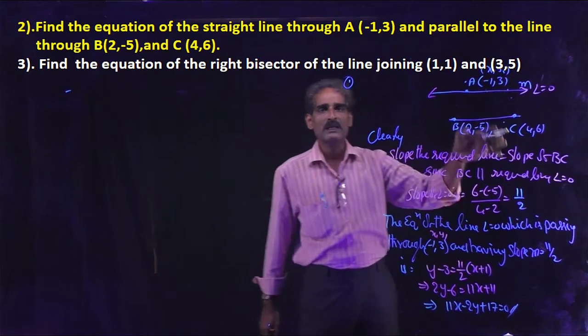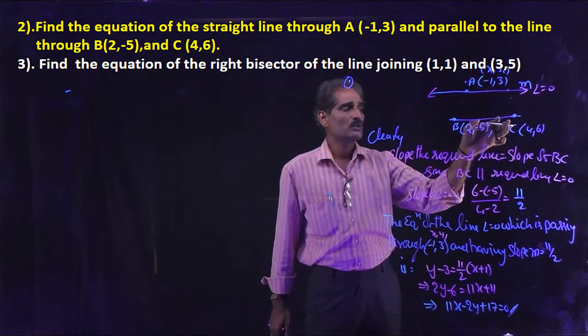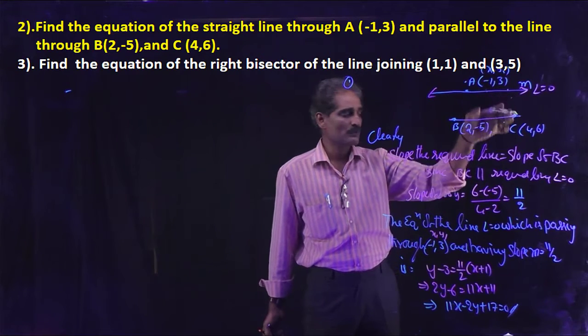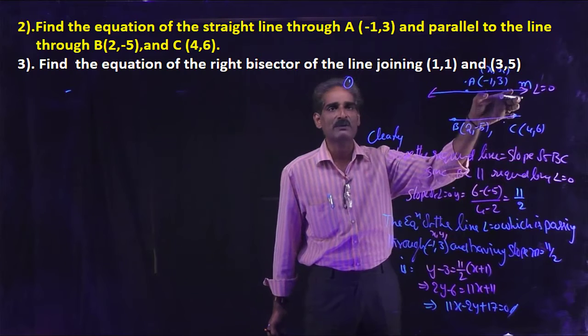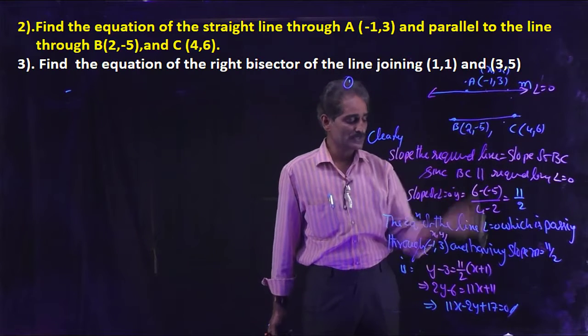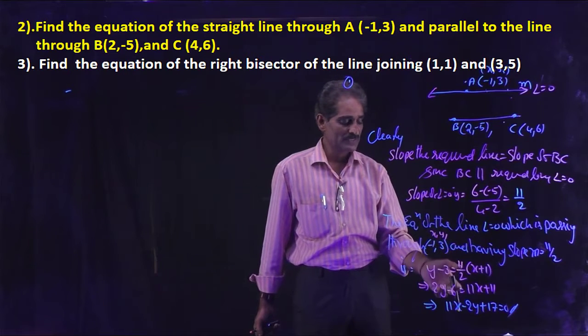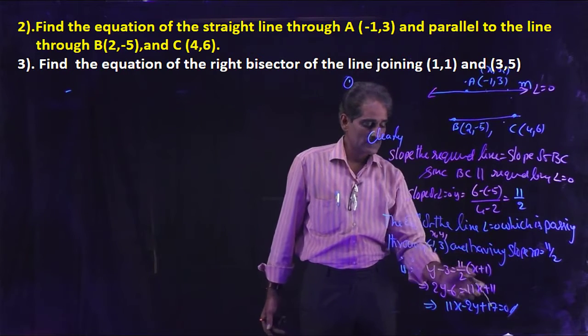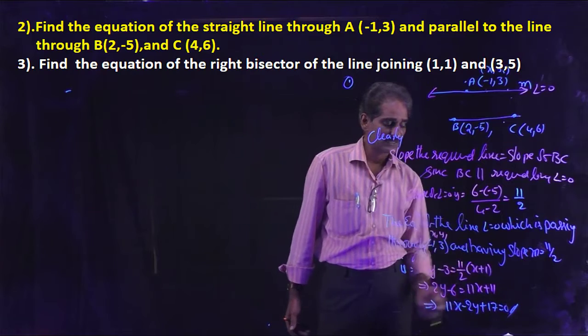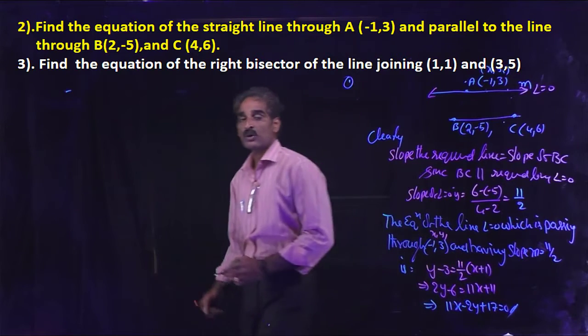These two are parallel, that means slopes are equal. Slope of BC equals slope of the required line. Slope of BC is 11 by 2, and this is equal to the slope of the required line. If you know the slope and a point, this is the formula: y minus y1 equal to m into x minus x1. So 2y minus 6 equal to 11x plus 11, so 11x minus 2y plus 17 is equal to 0. Now come to the second one.